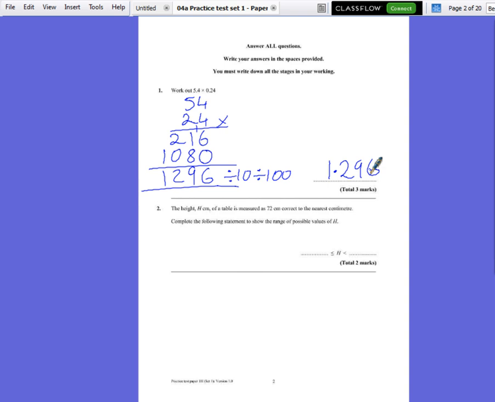Give the upper and lower bound of that, so if it's to the nearest centimetre, we'll be able to go half a centimetre either way. So that'll be 71.5 will be the lowest, and 72.5 will be the highest that could be.